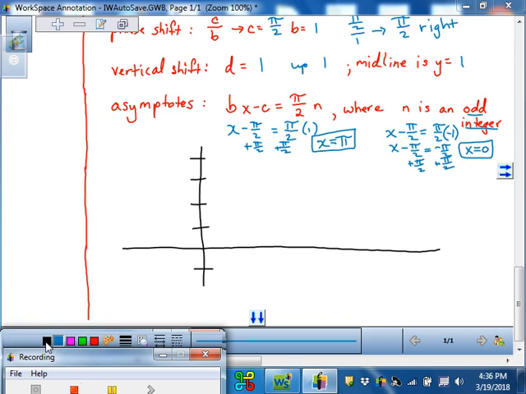Okay, finishing up with the graph. First thing we're going to do, just like before, let's graph our midline. Our midline is located at positive 1. So here's our midline coming across here.